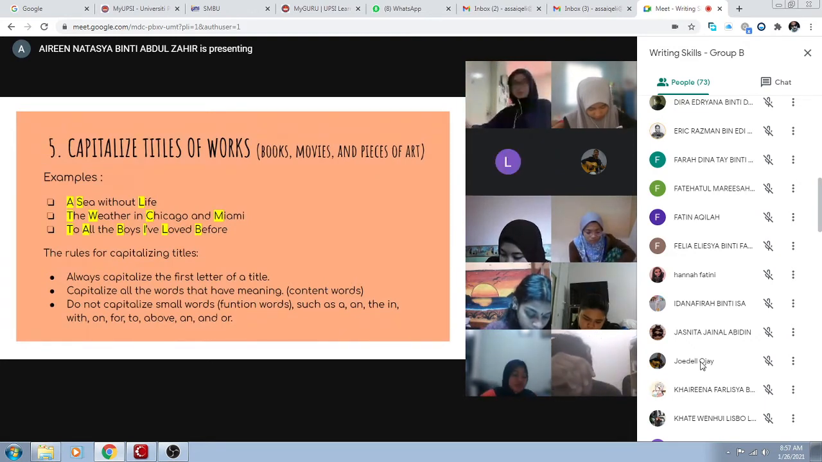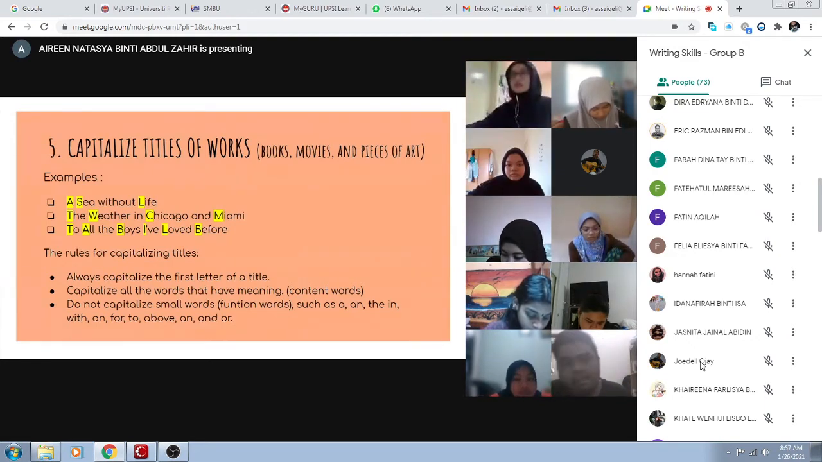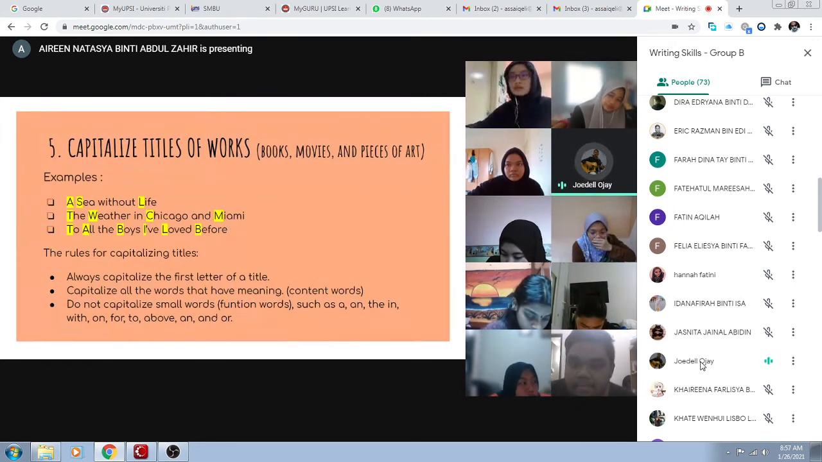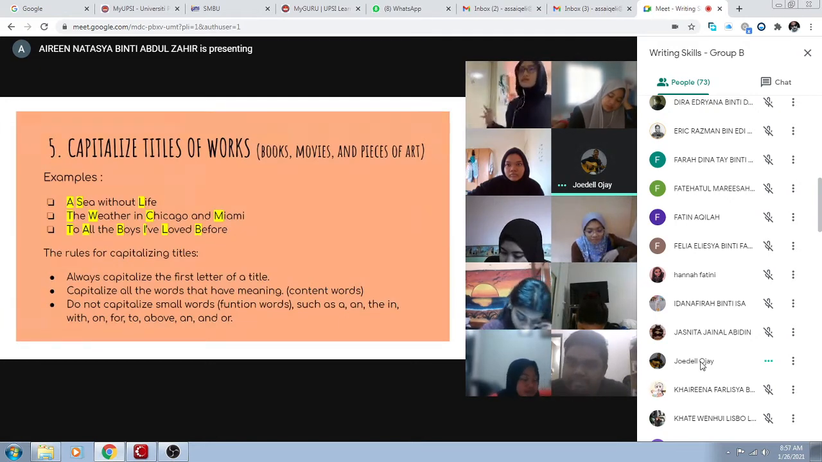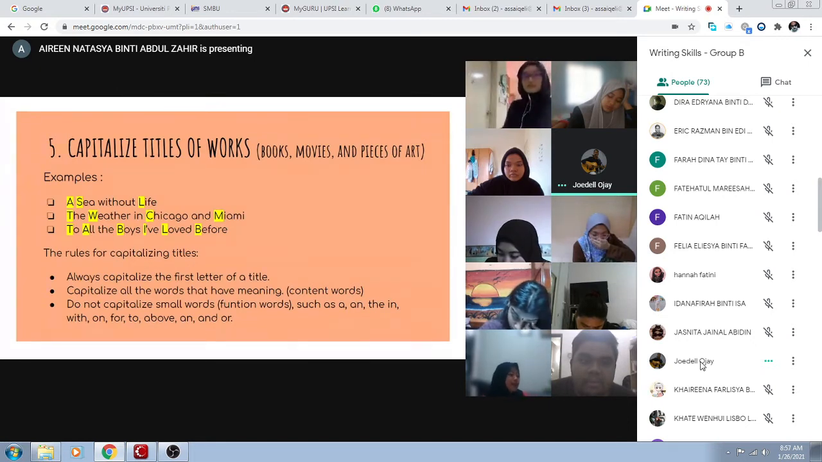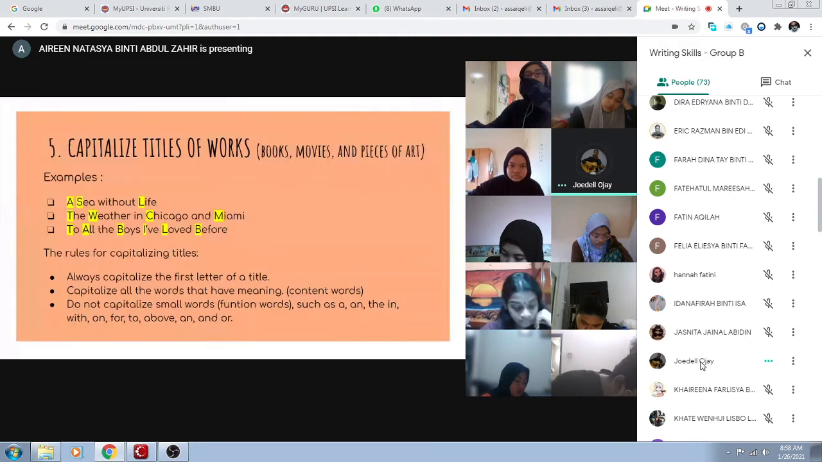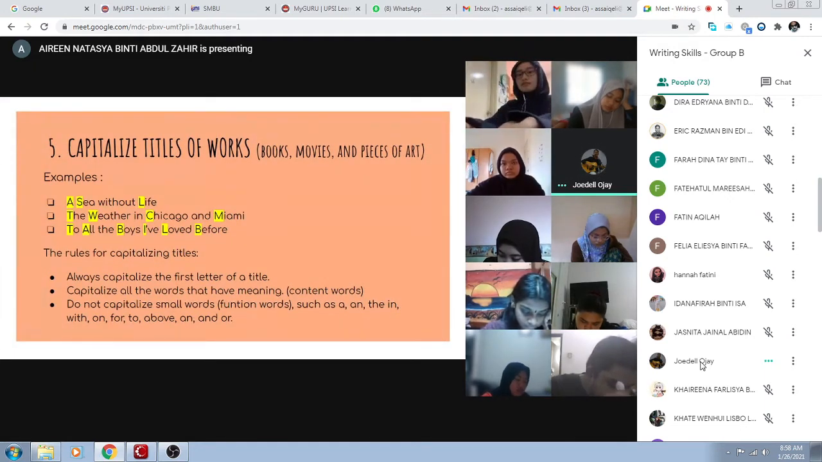However, the word September comes from the Latin word. Latin, we need to lowercase? Why? No, Latin is okay. Latin is the name of a language. Yes. Septem. No, we shouldn't capitalize septem.